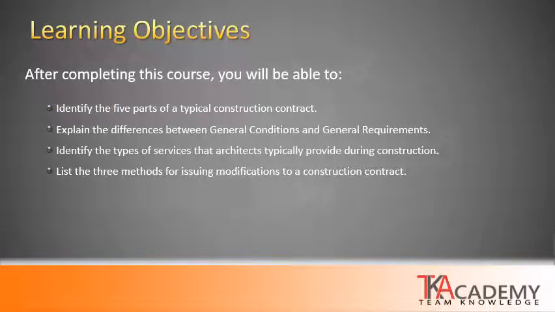And here are the learning objectives for this course. After completing this course, you'll be able to identify the 5 parts of a typical construction contract, explain the differences between general conditions and general requirements, identify the types of services that architects typically provide during construction, and list the 3 methods for issuing modifications to a construction contract.